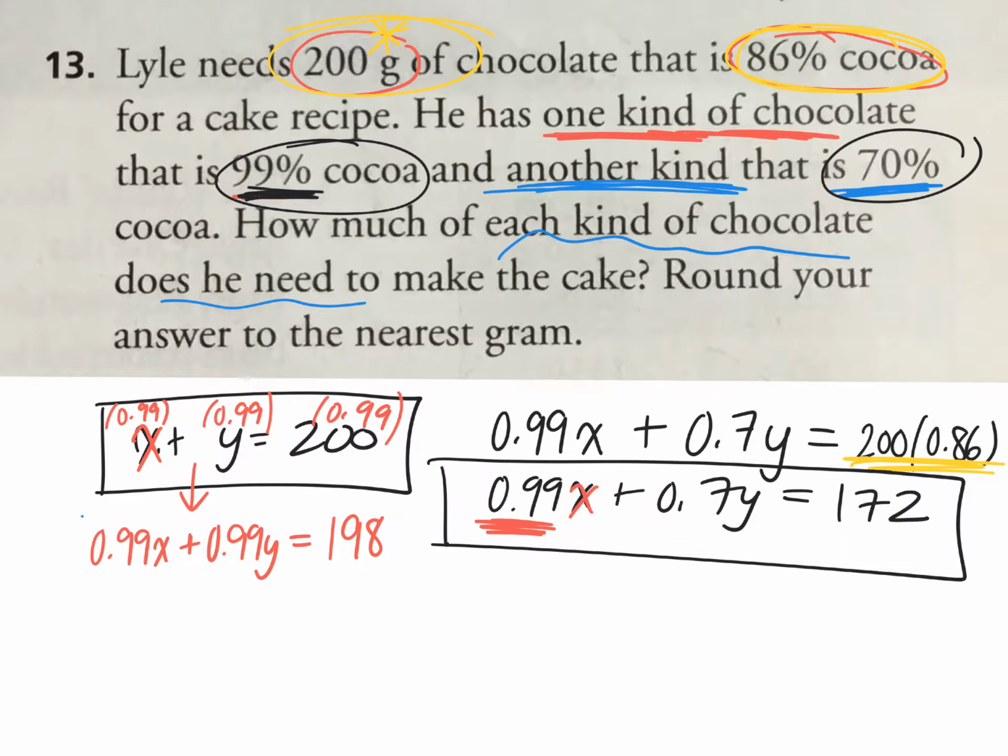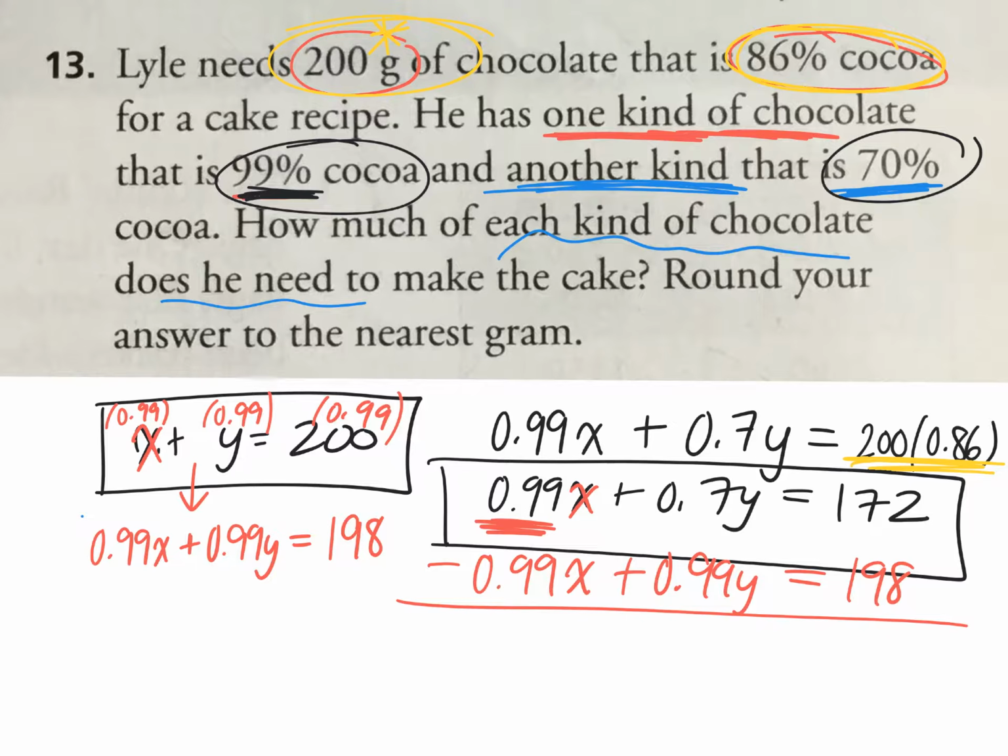I'm just rewriting the first equation so that I can subtract it from the second equation. I'm just going to write it underneath, and I'm going to subtract these two equations, right? If I make the coefficients the same, then when I subtract the equations from one another, 0.99x take away 0.99x is 0x, which is 0. Now I'm going to do 0.7y take away 0.99y. What's 0.7 take away 0.99?